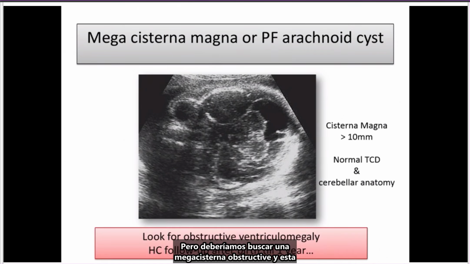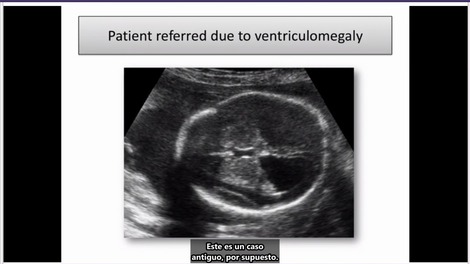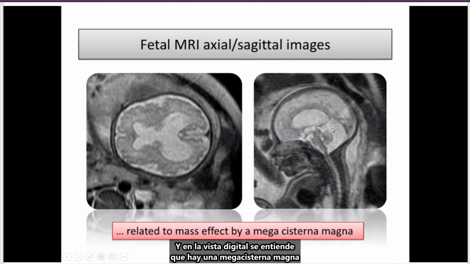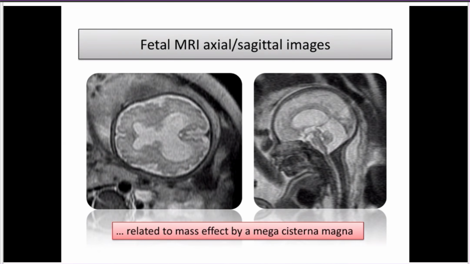But you should look for obstructive ventriculomegaly, and this ventriculomegaly can appear after birth. This is the old case, for sure. You have a ventriculomegaly and a dilatation of the third ventricle, and there is obstructive ventriculomegaly with destruction of the septum pellucidum on the neonatal ultrasound, and on the sagittal view, you understand that there is a megacisterna magna with mass effect on the tectum, which leads to the triventricular dilatation.